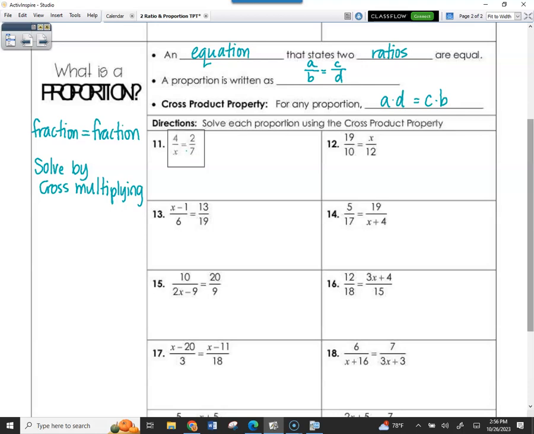It helps to draw the arrows. 7 is going to multiply over to the 4. X is going to multiply over to the 2. So I'm going to show you my workup. I know you can do 4 times 7 in your head, but it would be 4 times 7 equals 2 times x. So 28 equals 2x, divided by 2.